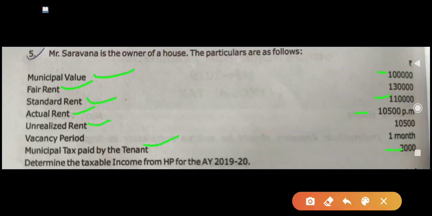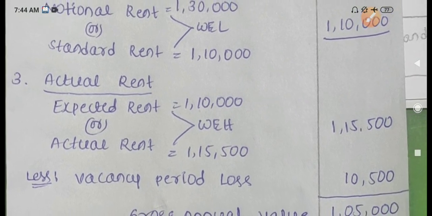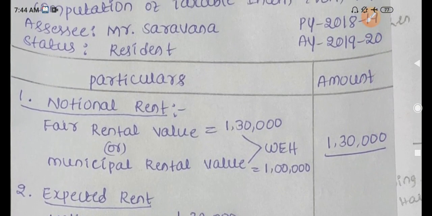And next, to determine the taxable income from house property for the assessment year 2019-20. So this is a question, very simple. Okay, so all the relevant information is given in the question. So you just need to calculate the taxable income from the house property of Mr. Sarvana for the assessment year 2019-20. Okay, so let me explain the solution now. So here is the solution. One by one I'll explain.